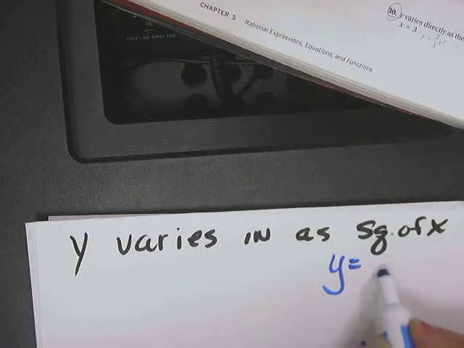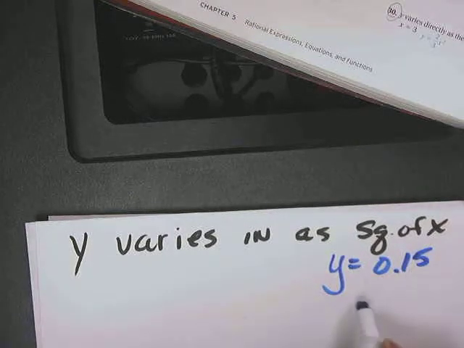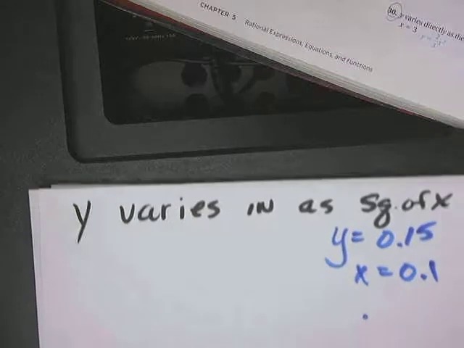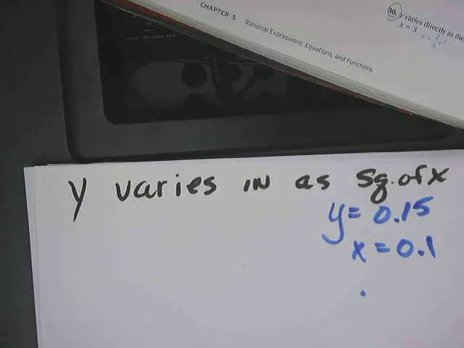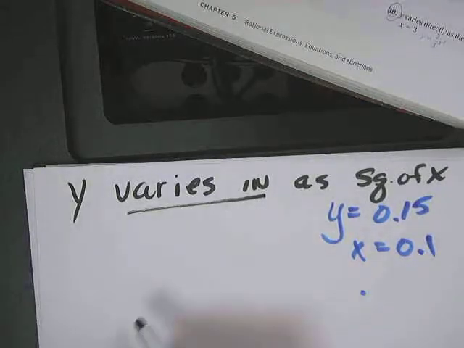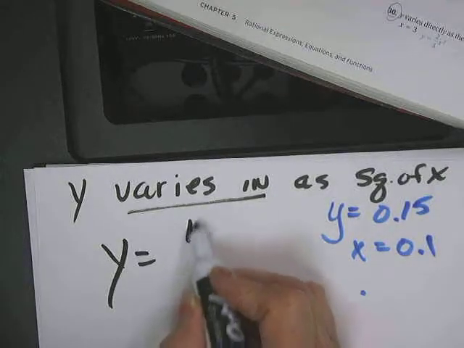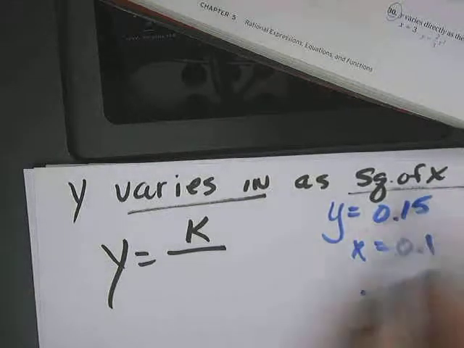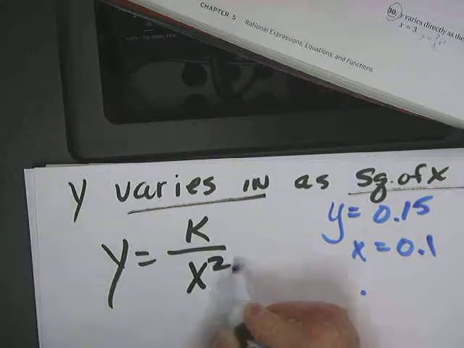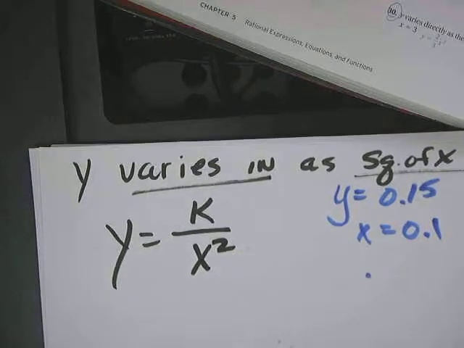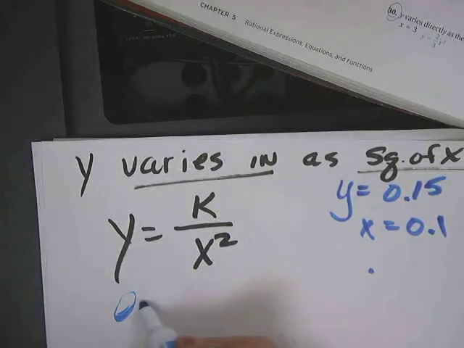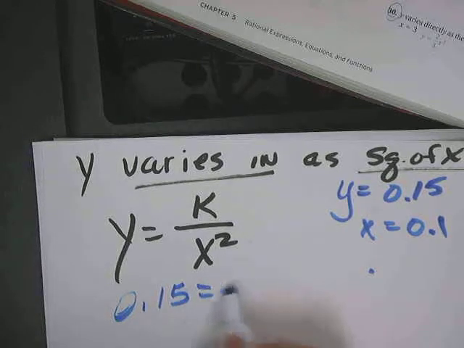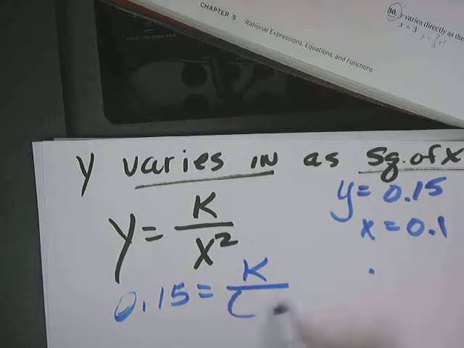Okay. Now let's do something more complicated. You want another square of x? Y varies inversely as the square of x. Okay. Let's do that when y is 0.15 and x is 0.1.